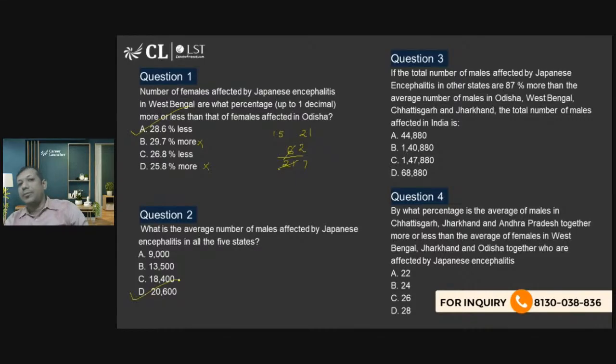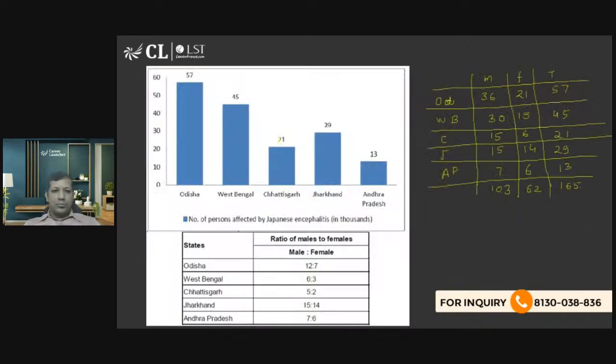Question number 3. Odisha, West Bengal, Chhattisgarh and Jharkhand.